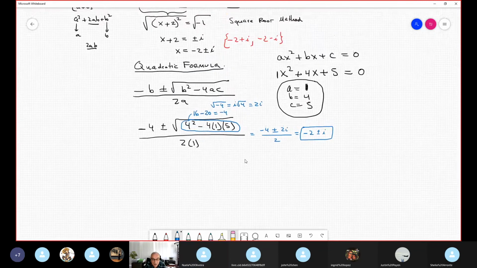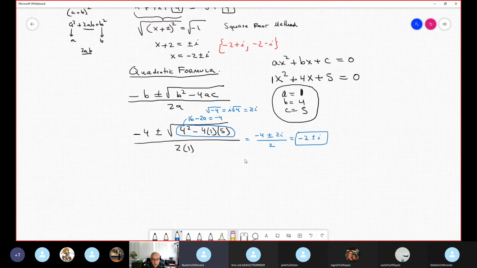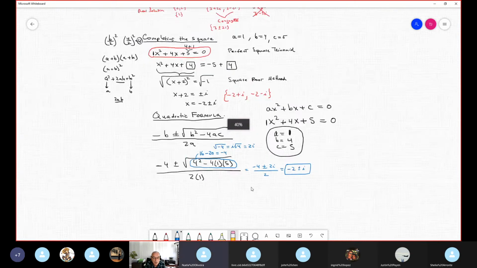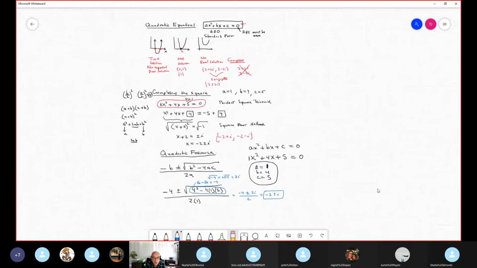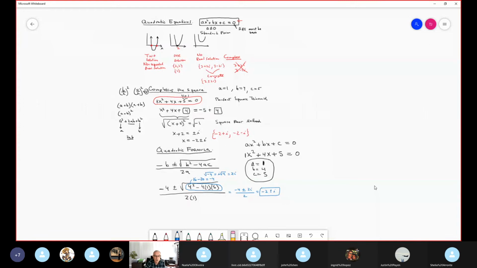Yes, sir. Can you go ahead? Say again? I just want to take a picture, Professor. Okay. Picture. Quadratic equation, quadratic formula. Thank you.